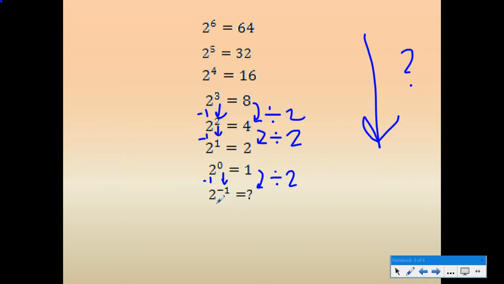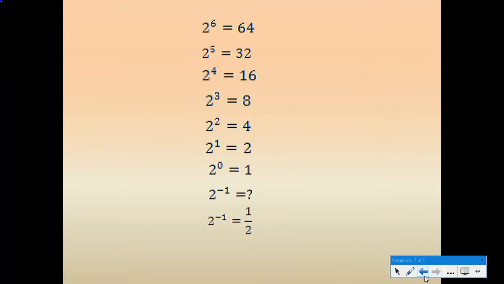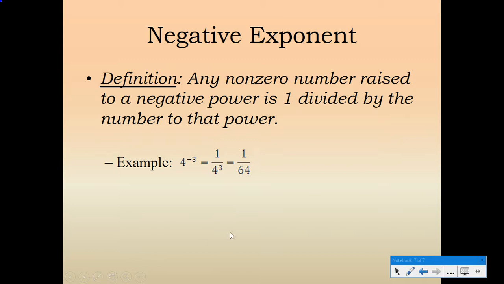Okay, so 2 to the negative 1, a lot of people would automatically say a negative number. But that is incorrect because if we follow our pattern, 1 divided by 2 is a half, or 0.5. So that leads us to your next exponent law, which is just negative exponents. Any number raised to a negative power is 1 divided by the number to that power. So basically the term.